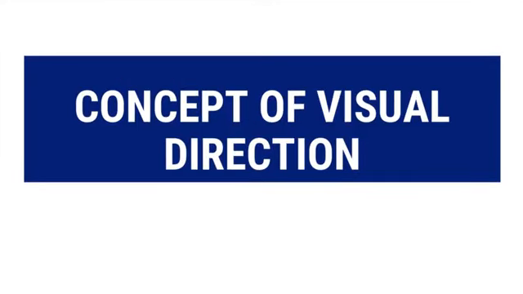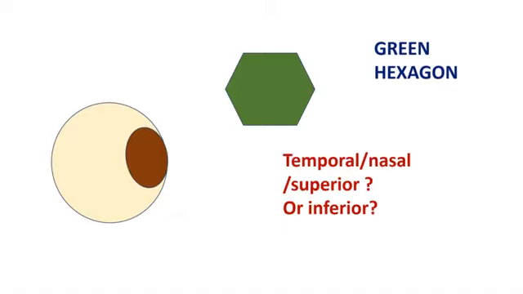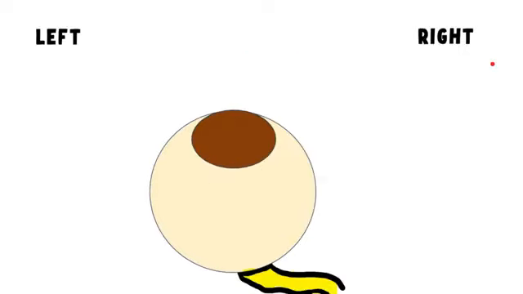Now, this would be the correct time to introduce you to the concept of visual direction. Basically, whenever the eye or the retinal area is stimulated by light entering from an object, the stimulus is perceived not only as being of certain brightness or color or form, but also as always being localized in a certain direction in the visual space. That means whether this hexagon is present superiorly, inferiorly, temporally, or nasally in the visual field. So one cannot simply have a visual impression without seeing the object somewhere in the visual space.